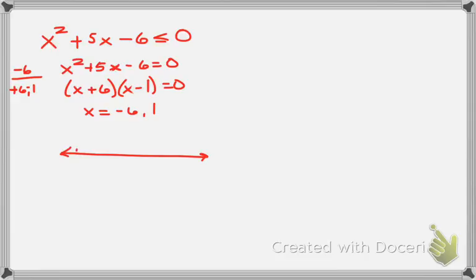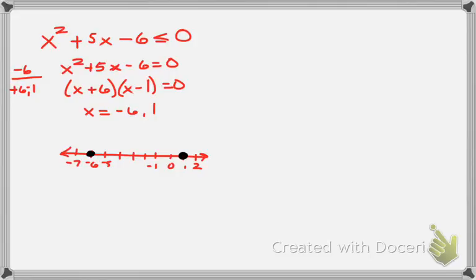All right. So negative 7, 6, 5, 4, 3, 2, 1, 0, 1, 2. I'm being lazy and not putting all my numbers in. Open or closed dot? Closed. The only thing that would change is if it wasn't an equals to, it would be an open dot. All right, so dot at negative 6, dot at 1.